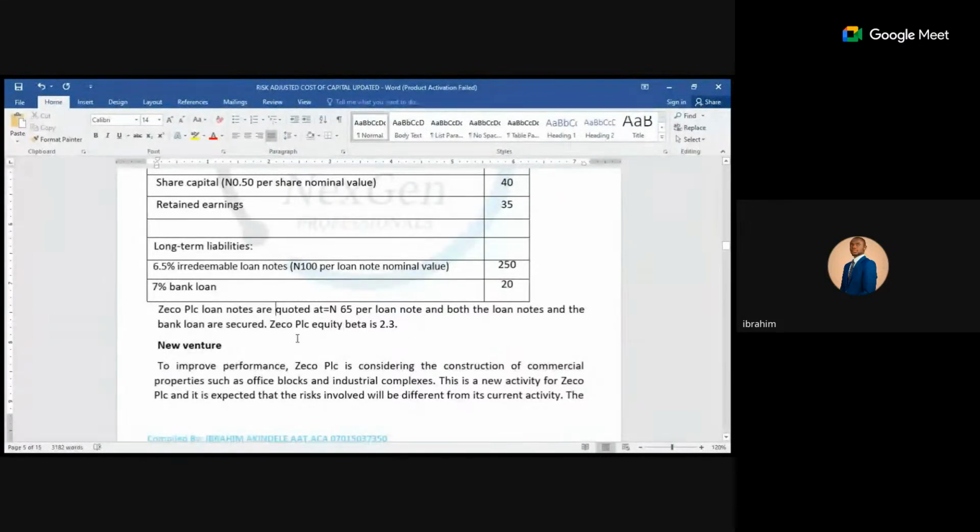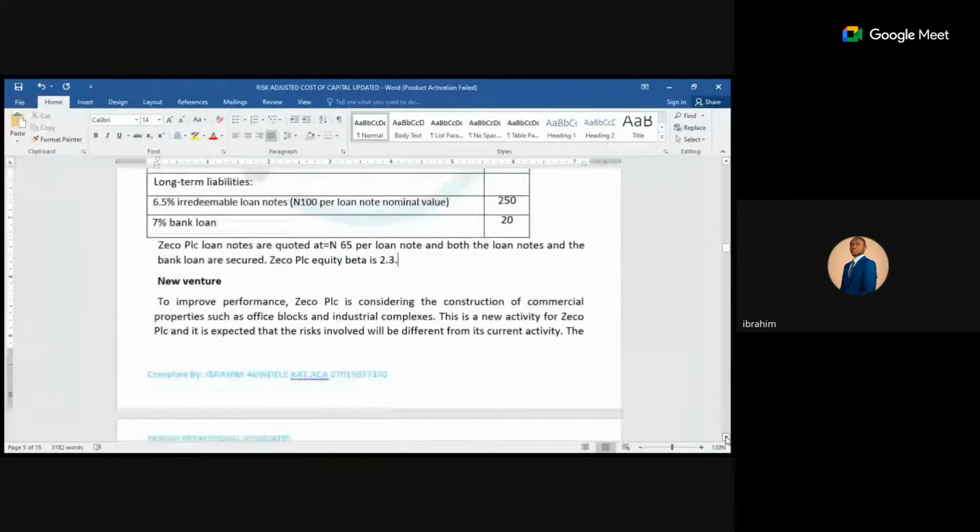Now, Zeco PLC equity beta is 2.3. You can see that when an equity beta is greater than 1, what is the implication, class? That means the stock is volatile. It implies that the company's stock is risky. Yes, it's volatile. Okay, it's risky. That makes sense. Thank you, you are following.